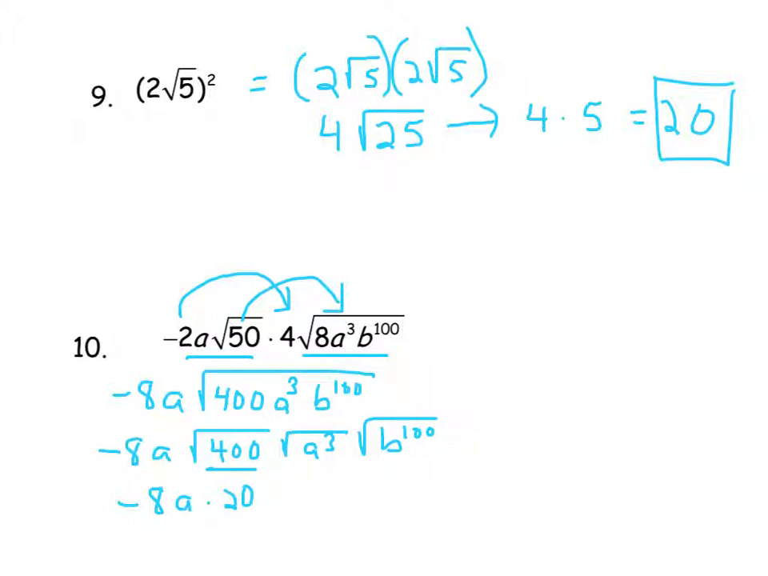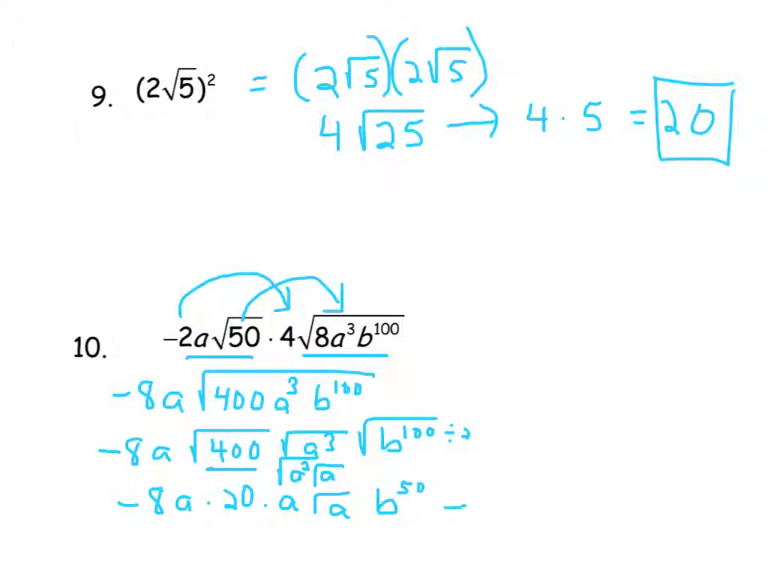And then a cubed, I can't take this, it's not a perfect square, so I have to break it down. So I have the square root of a squared, which is a, and then this a would stay inside the radical. And then b to the 100, well, that is an even exponent. I'm not going to take the square root of 100. I'm taking the square root of b to the 100, which means I divide the exponent by 2. So the square root of that would be b to the 50.